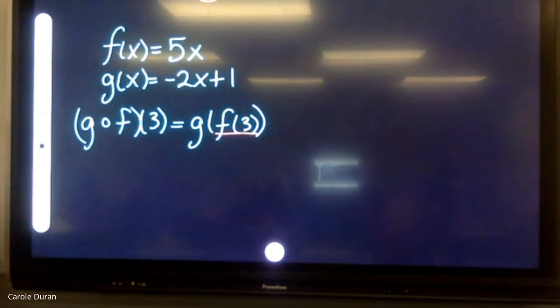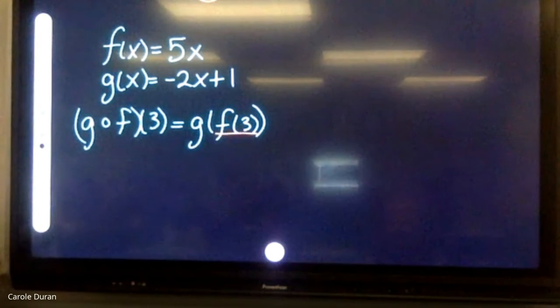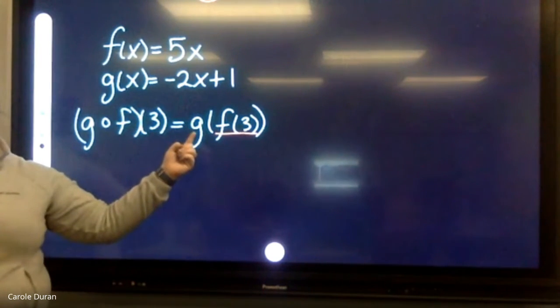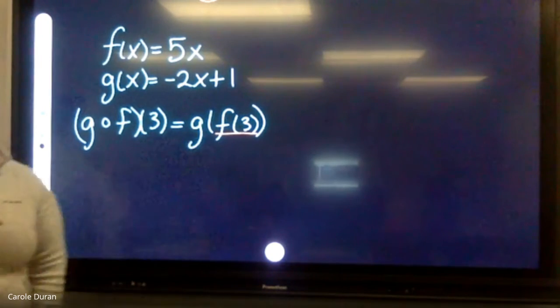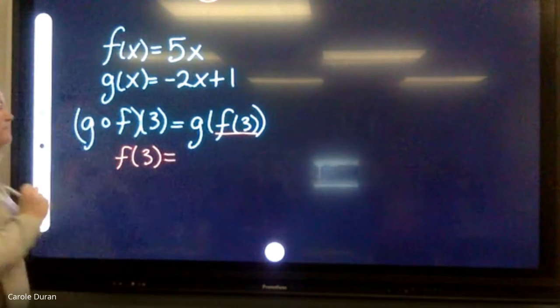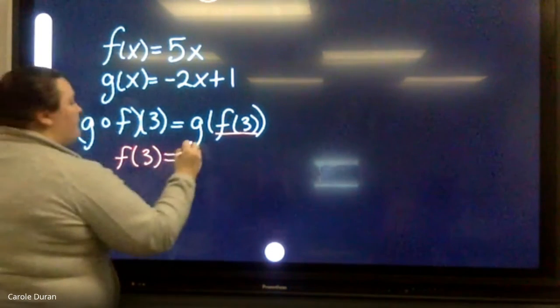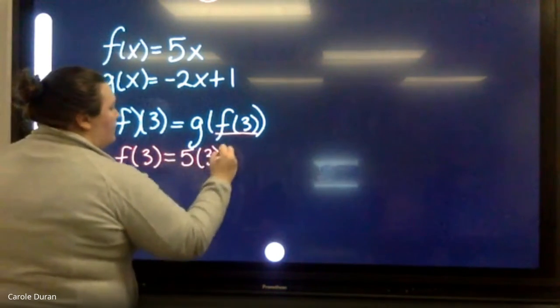Which means I first have to know what f solved at 3 is before I can plug that into my outside function g. So I'm going to take 3 and I'm going to substitute it in for the variable in f, and I'm going to get a number. Then I'm going to take that number, and that's what I'm going to plug in for the variable in g. So we're going to find f of 3 first. So in this specific example, my f function is 5x. Which means f of 3 is 5 times 3, which equals what?